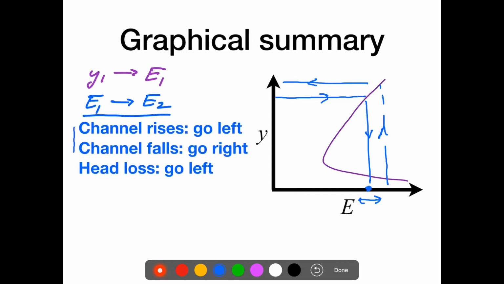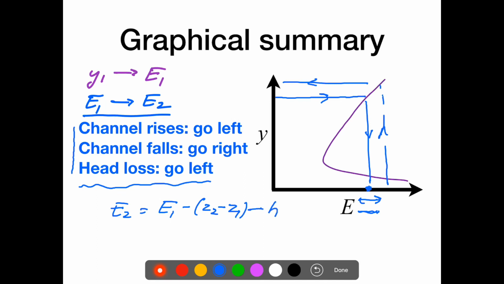Just some quick rules of thumb. If the channel bottom rises, you're going to go left when you're doing this energy step over here. If the channel falls, you're going to go right. And one thing about head loss, because of the energy equation, it's always going to push you to the left if you have head loss. You can't have negative head loss. So because of the energy equation where we have E2 is equal to E1 minus Z2 minus Z1 minus head loss, head loss itself is always positive. And with this negative sign in front of it, you get a negative times a positive. That will always mean that you will be moving to the left on your diagram. Okay, so between E1 and E2, head loss would always push you to the left.